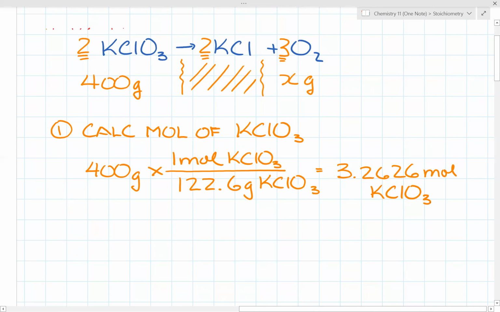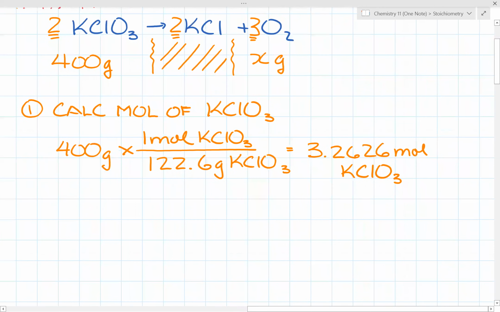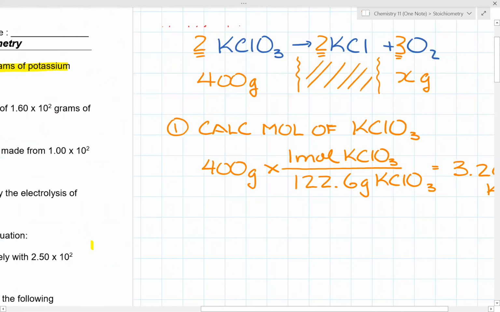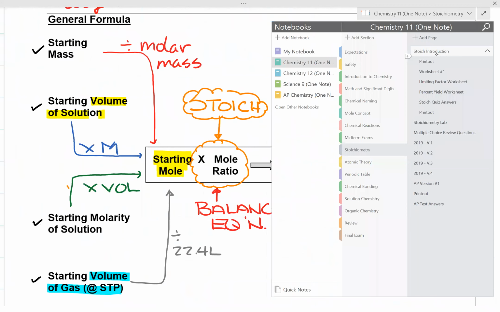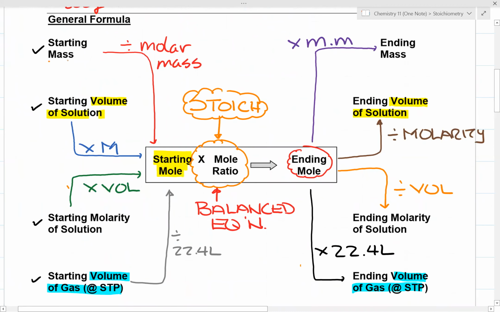Now, in this particular case, the 122.6 is just the mass of potassium, chlorine, and oxygen combined. We do not worry about the coefficient of 2. So our first step is done: find the moles. If we look back at our original sheet up here, I went from starting mass down to moles. The second step is the mole ratio, which is the balanced equation.